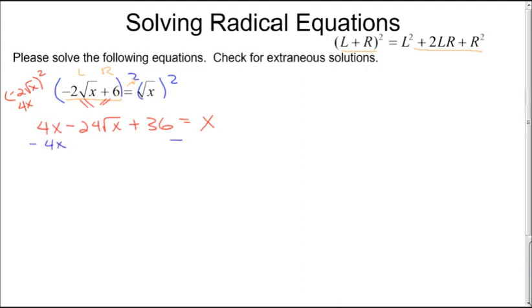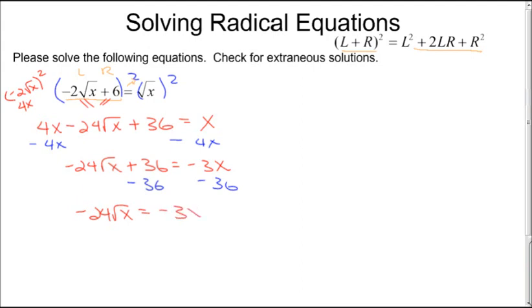I'll subtract 4x, and that's going to give me negative 24 root x plus 36 equals negative 3x. And then I'm going to subtract 36, and that's going to give me negative 24 root x is equal to negative 3x minus 36. Okay? And I think for now what I'm going to do is just divide by negative 1 so that it'll help me with my signs being all positive. If you don't see that, it's fine. It makes it a little easier.